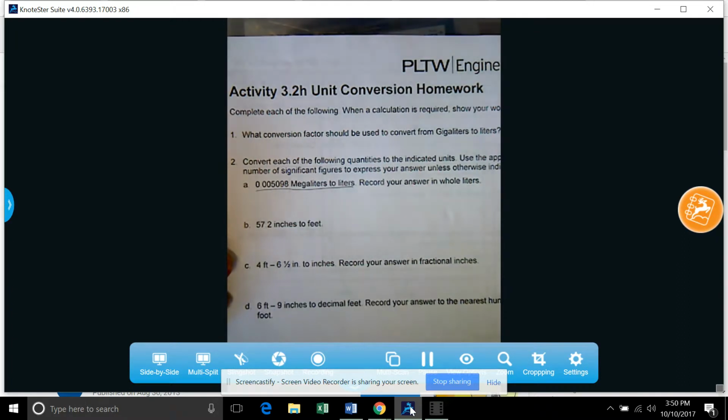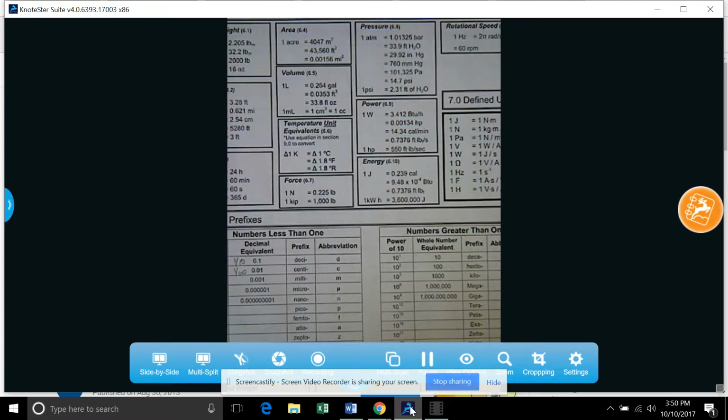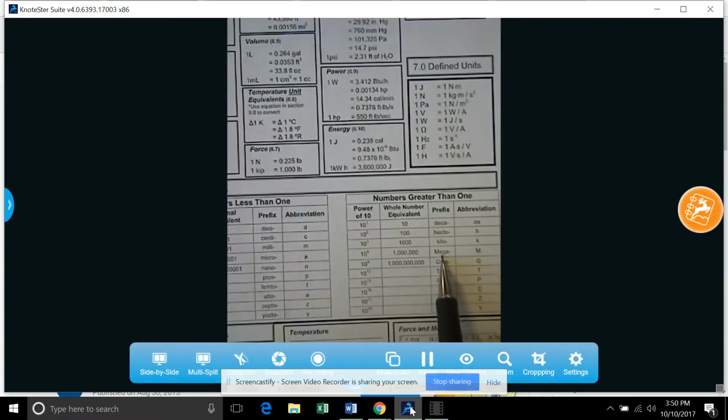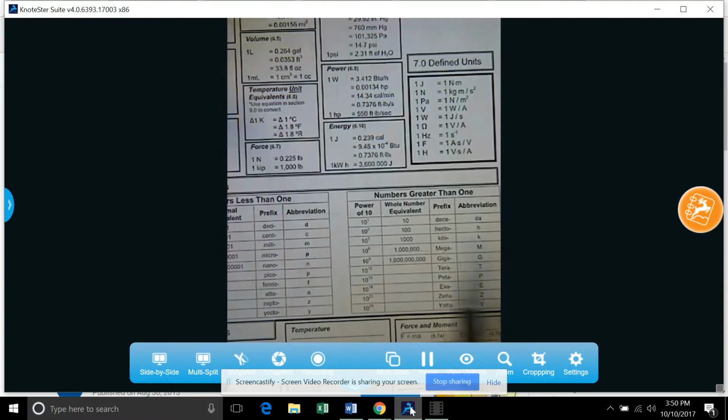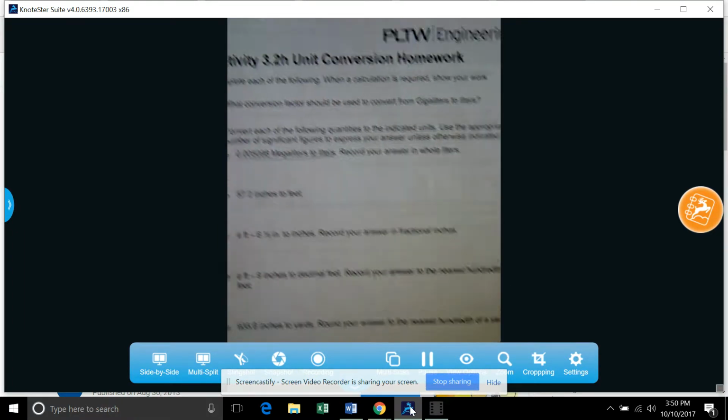The first thing we need to do is find the conversion factor. We want to convert from megaliters into liters. So I'm going to need to look: what does mega actually mean? Well, here's mega. Mega means 1 million of something. So 1 megaliter is 1,000,000 liters. The first thing I'm going to do is write that conversion factor up here for use.